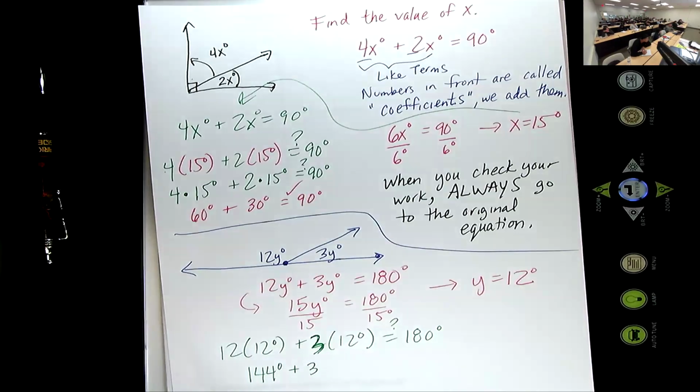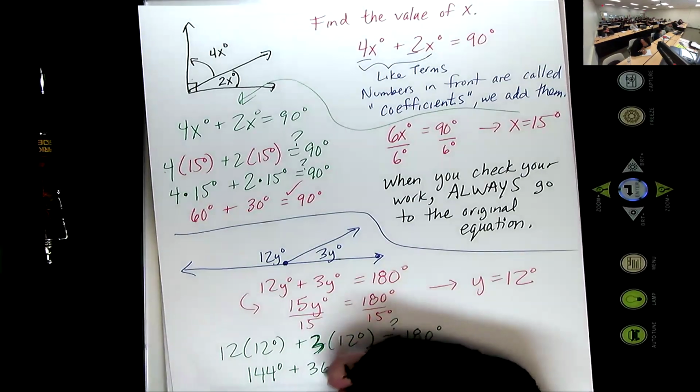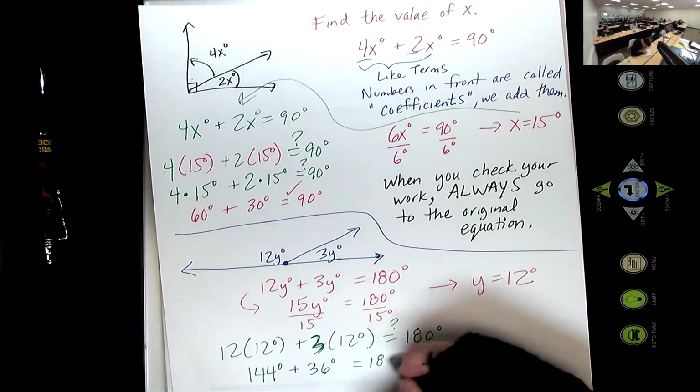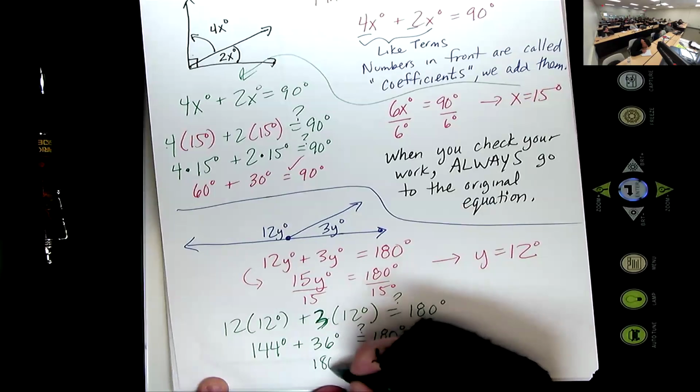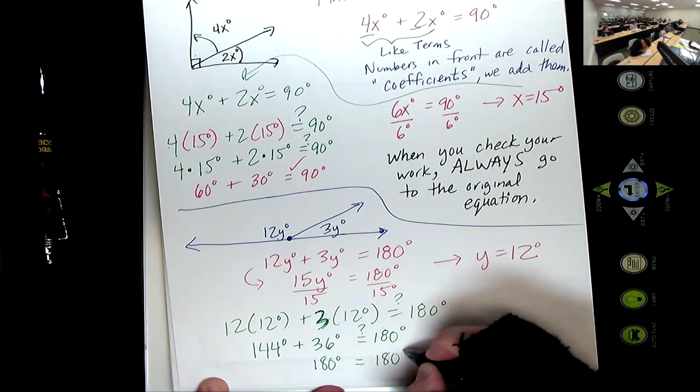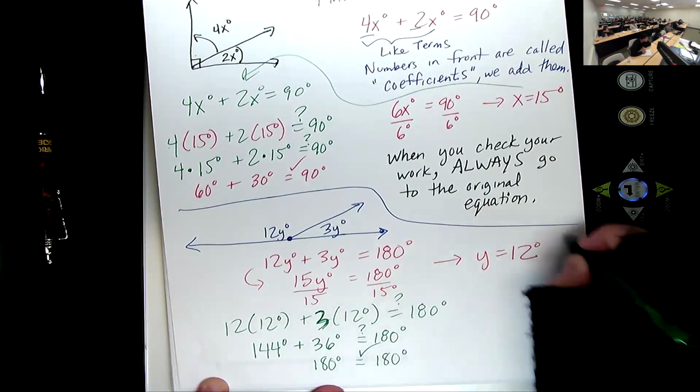Oh, what's 3 times 12? 36. And you may not recognize that that does add up to 180, but if you do put it together, you're gonna get 180 equals 180, check mark. Y equals 12 is good to go.